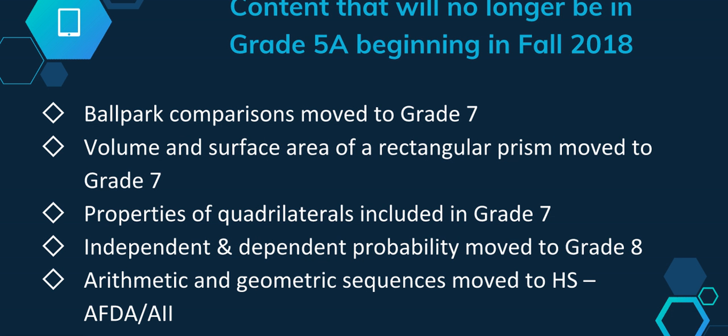Content that will no longer be in 5th Accelerated beginning in fall 2018. Ballpark comparisons in measurement are moving to grade 7, along with the volume and surface area of a rectangular prism. In addition, properties of quadrilaterals will be included in 7th grade as well. Independent and dependent probability is moving to grade 8, and arithmetic and geometric sequences are moving to high school into AFTA or Algebra 2.